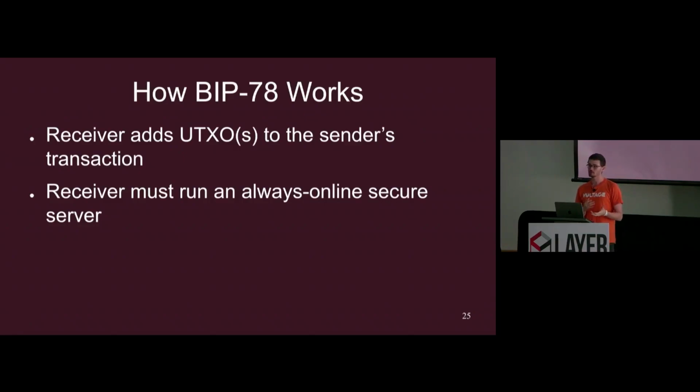One of the problems with BIP 78 is that a receiver had to run an always-online secured server, right? Because they didn't know when a sender would try to make a payment to them. You can't anticipate that ahead of time. Let's say you're a business running BTCPay Server or something like that, you want to be able to accept payments at any time. So version 1 of Payjoin was synchronous.